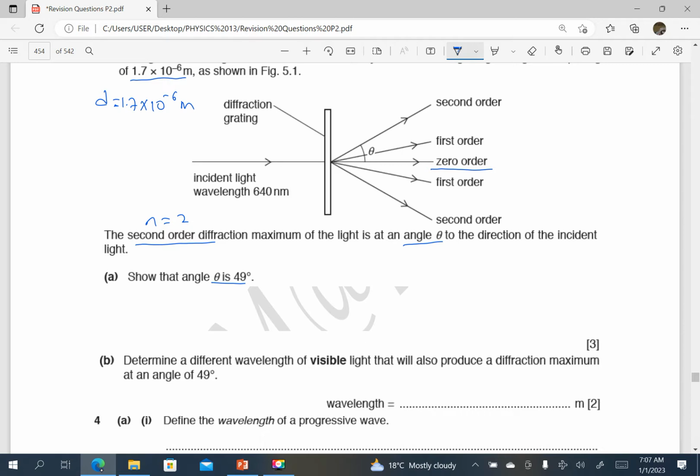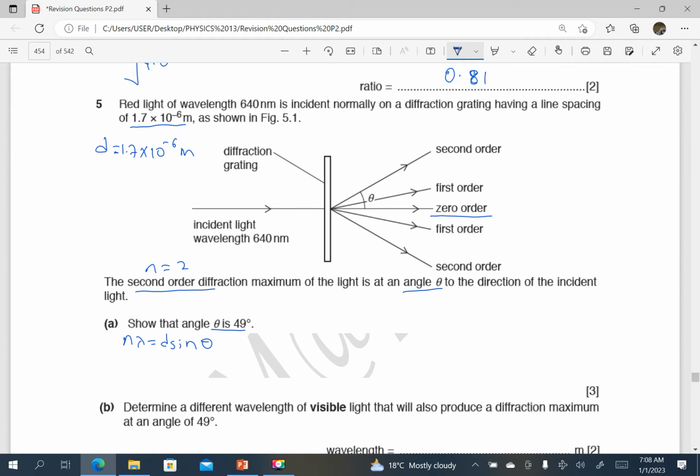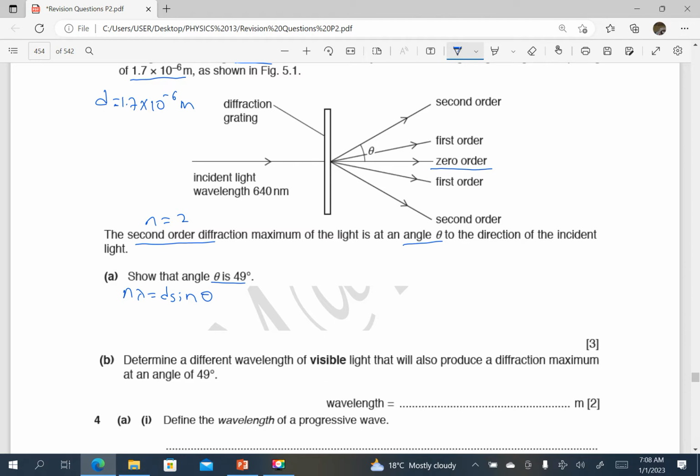So from the expression for a diffraction grating, as a student who is going to sit for AS, you note that n lambda is equal to d sine theta. You must have this at your fingertips. They have given us the wavelength of red light as 640 nanometers, which is 640 times 10 power negative 9. So I'm going to substitute in this formula. n is 2, wavelength 640 times 10 power negative 9 should be equal to d, the line spacing, 1.7 times 10 power negative 6, times sine theta.